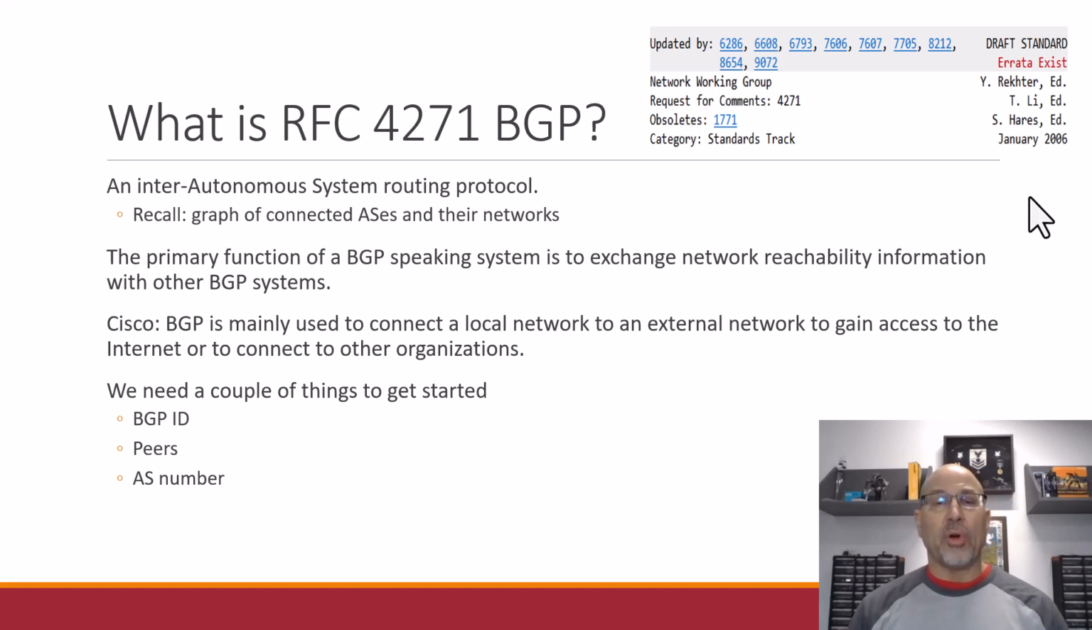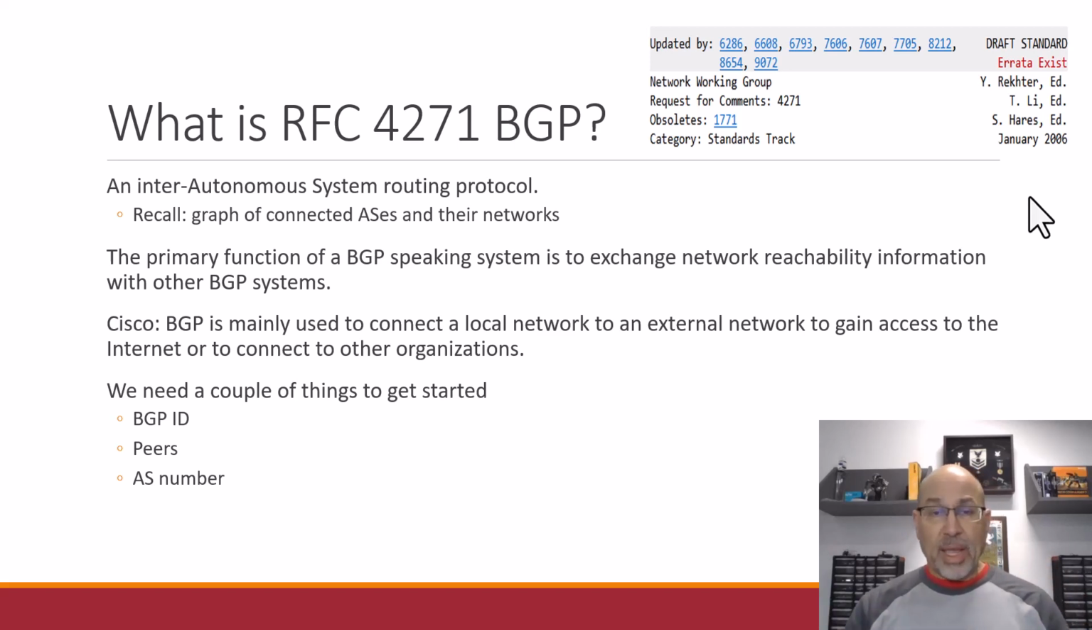Pretty straightforward. That's actually what we do with most routing protocols. If you have an OSPF router, it's going to exchange routing information with another OSPF speaker. From Cisco, BGP is mainly used to connect local networks to an external network to gain access to the internet or to connect to other organizations. So really, this is about a much larger scope, but when we get right down to it, we're trying to connect our internal networks to the rest of the world.